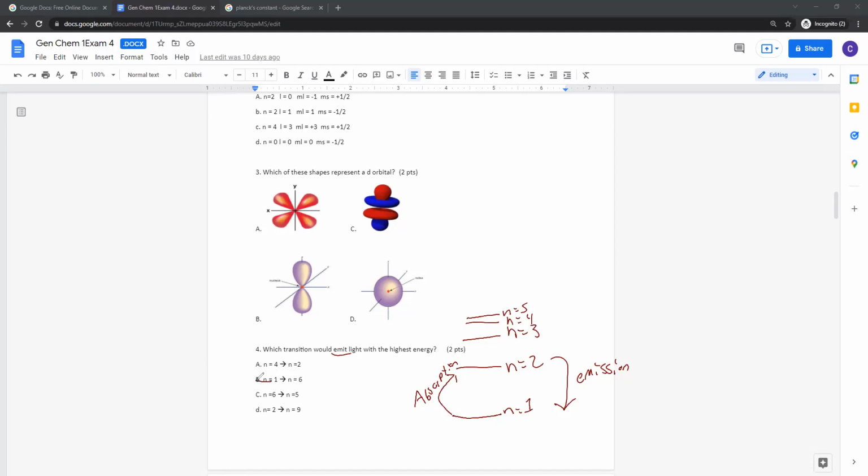So it can't be B because I'm going up. Can't be C because I'm going up. If I'm emitting light with the highest energy, that means I went down a lot. So the question is, what's a bigger gap: going from 6 to 5 or 4 to 2? It's 4 to 2. That's a giant gap compared to 6 to 5.